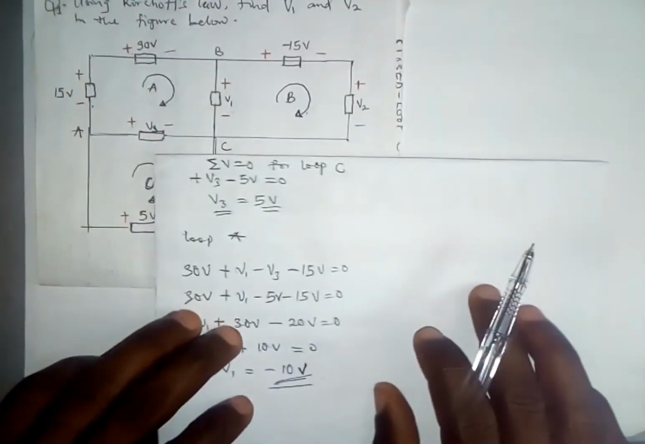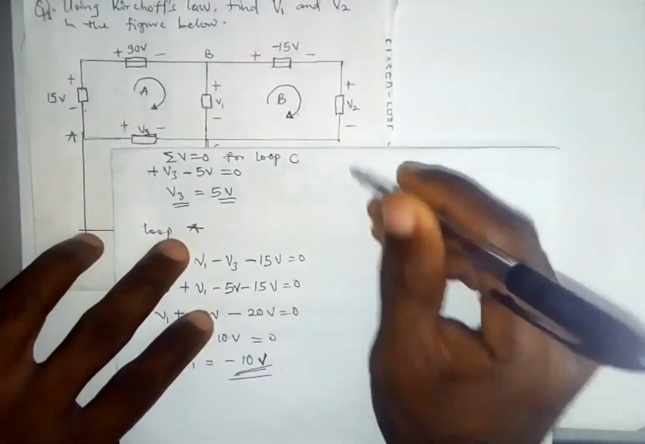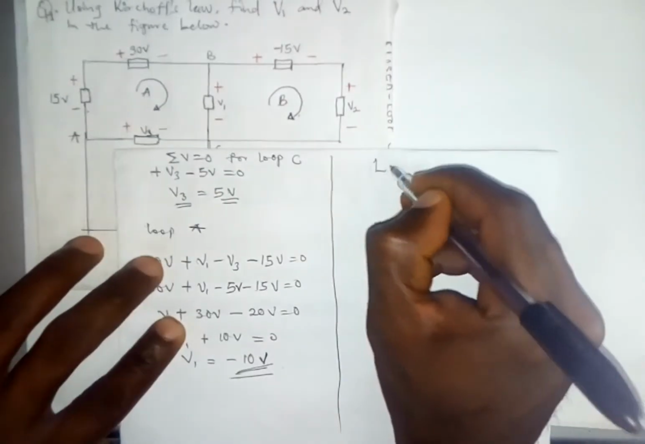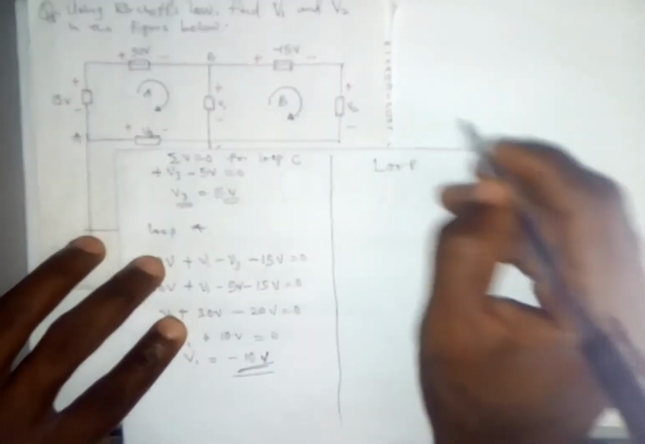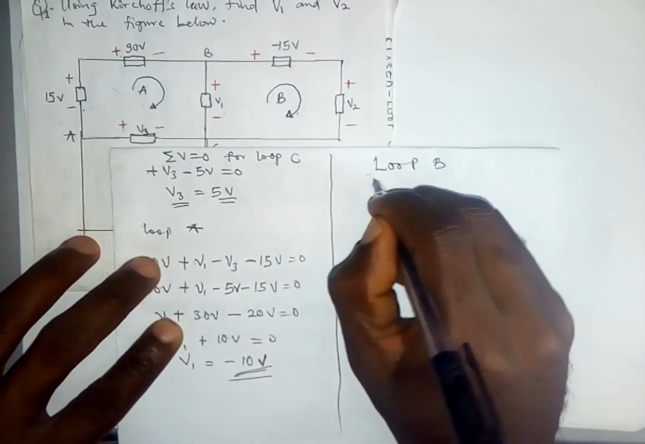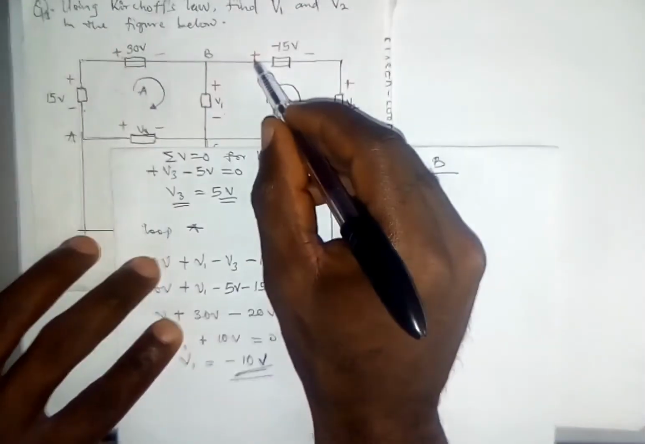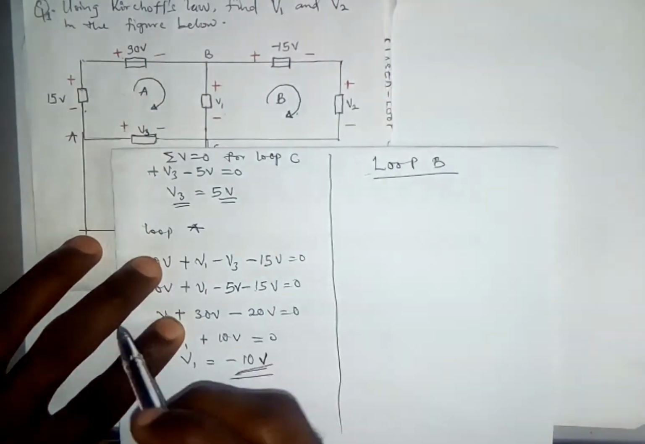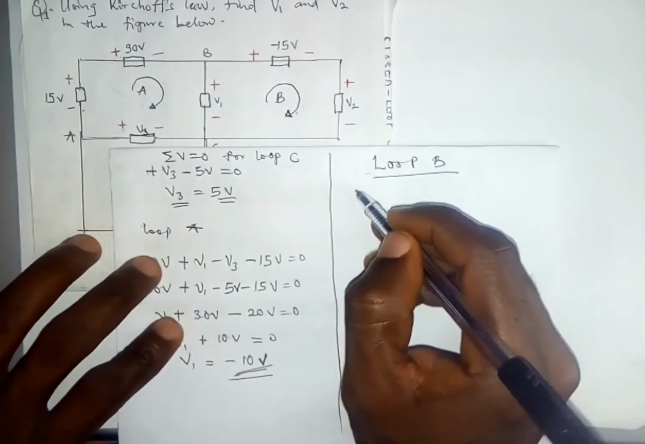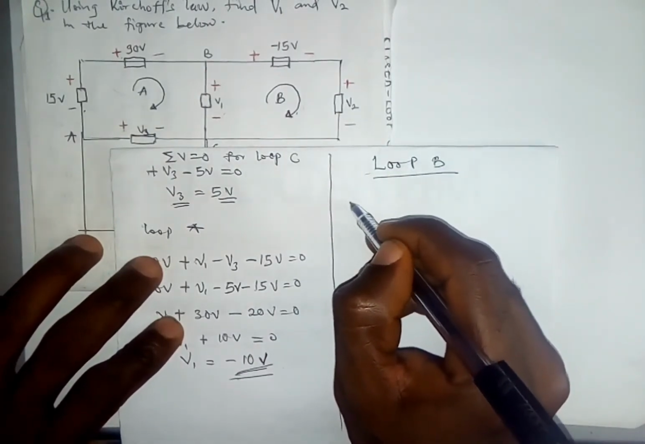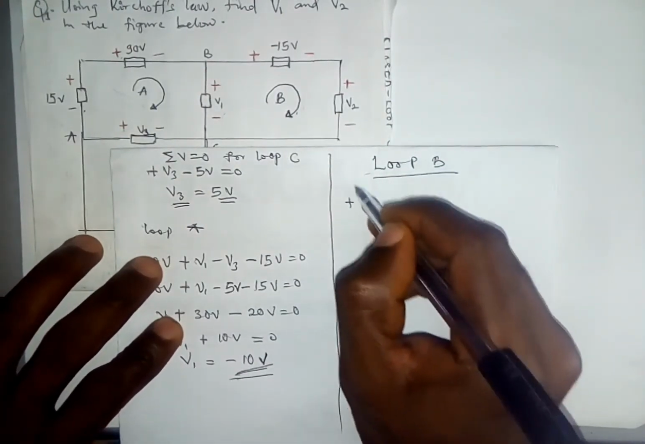The last loop we are going to be taking is loop B. For loop B now, that is where we can get our V2 we are looking for. So let's follow our direction as well. This one is from positive to negative. So which means we are going to assign what? We are going to assign positive.